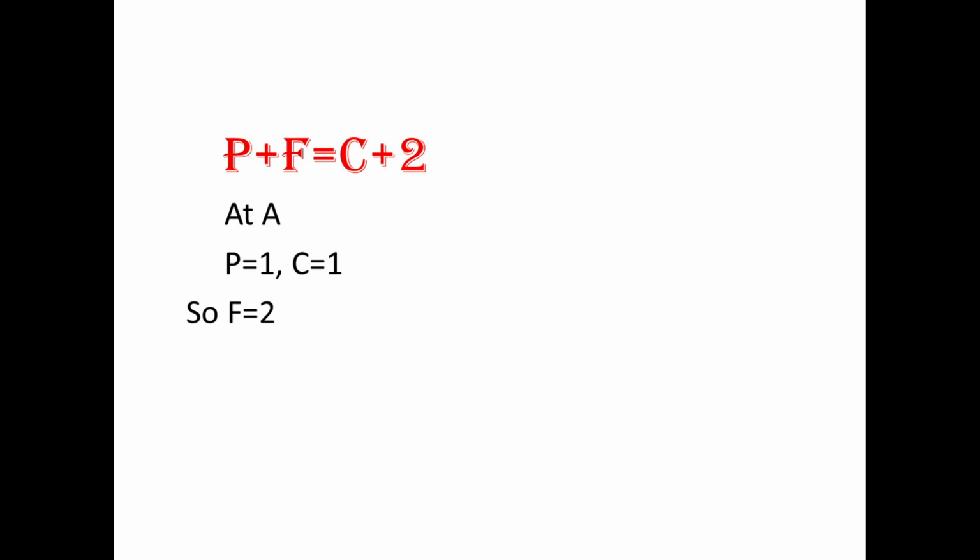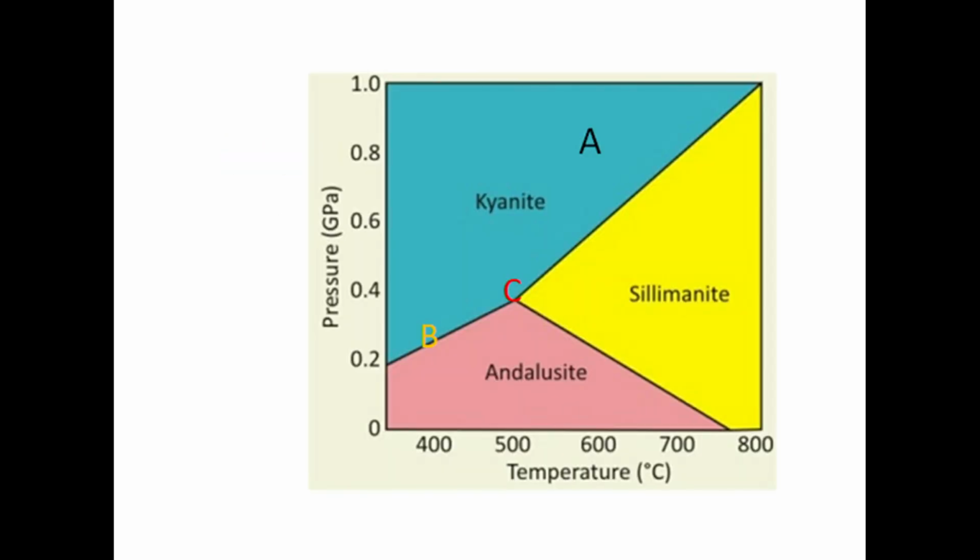So these fields are called bivariant fields. Now let's talk about point B, which is on the boundary between kyanite and andalusite. Here two phases coexist, kyanite and andalusite. So the phase number will be 2 and as it is unicomponent, the component number will be 1. If we put these values in the phase rule, we get that the degree of freedom is 1. That's why these lines are called univariant curves.